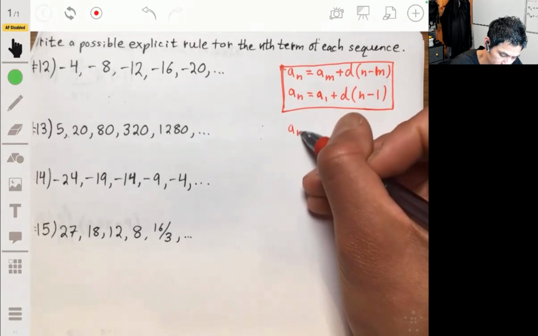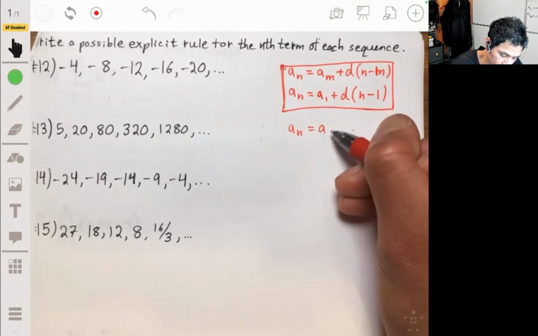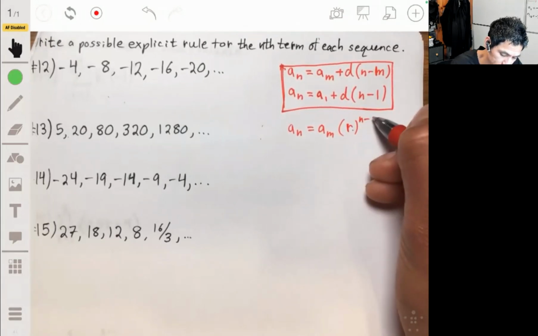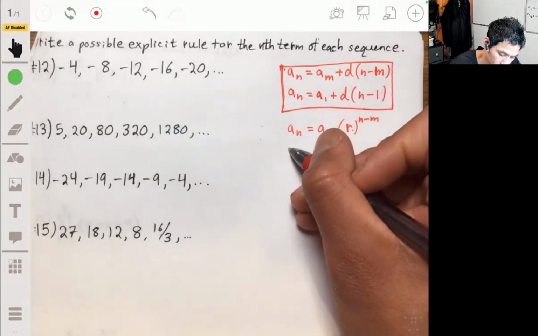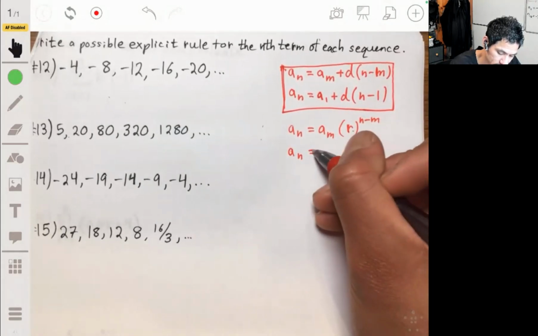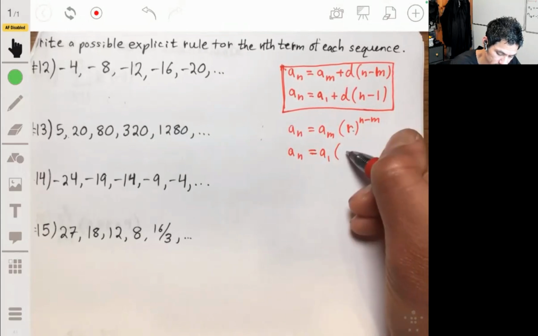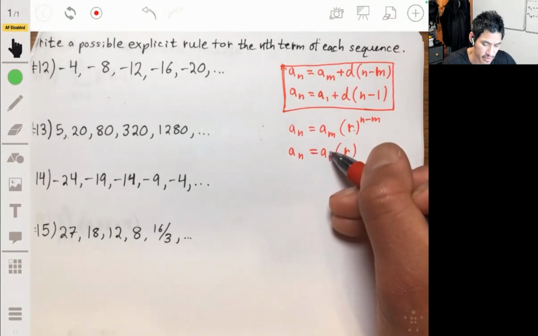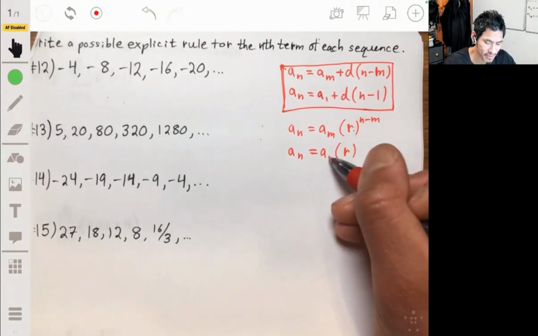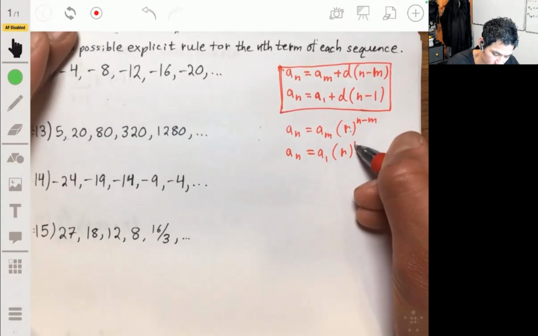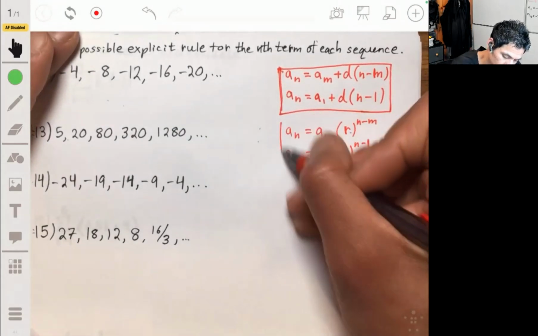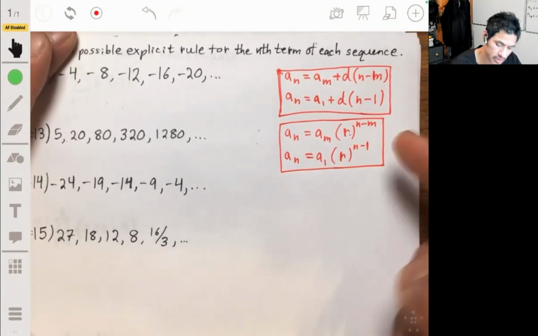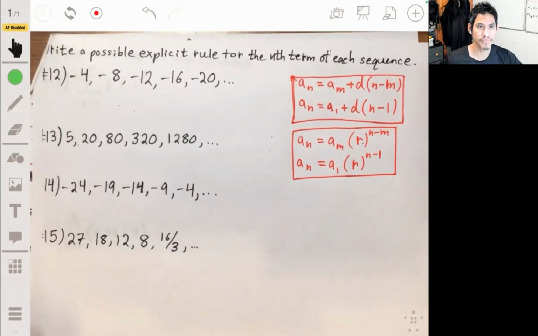For geometric, you can have the nth term be given by, again, AM times the common ratio R to the n minus m power. But again, you can use A1 always as an AM if you know what A1 is, just to make your life simpler. So then you can have this form: AN is equal to the A1 term times the common ratio R to the n minus 1 power. They both work, but it really comes down to first determining if you have a geometric or an arithmetic sequence.